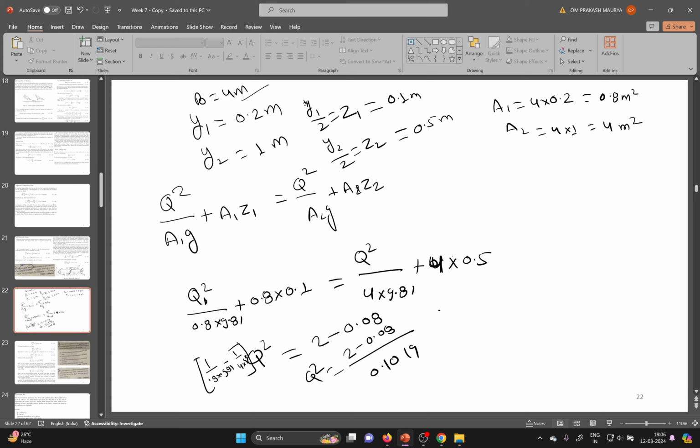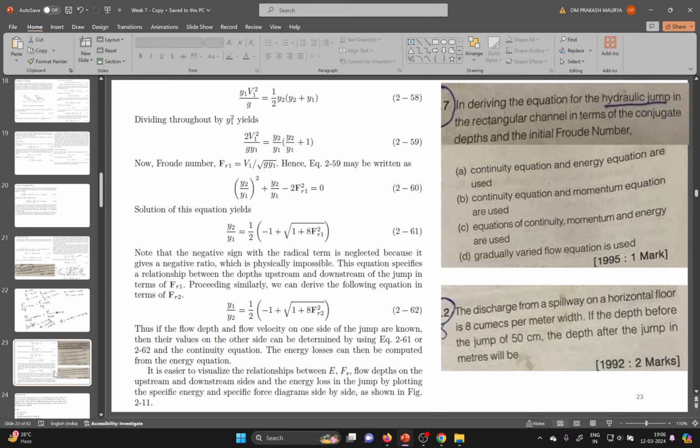Yes, that is correct. Q is equal to 4.339, or you can say 4.34. Okay, so your answer is correct. Now we move on to the second question. Question number 7 is visible.